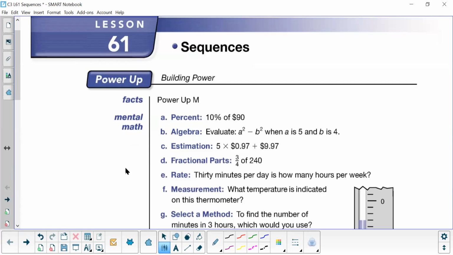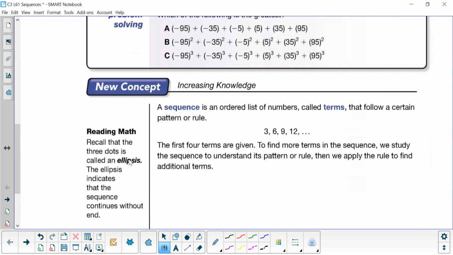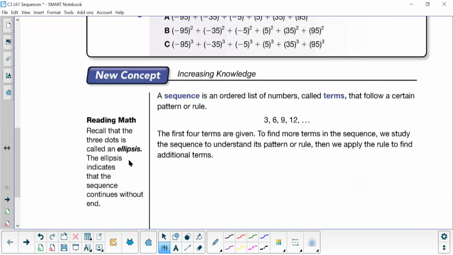You've worked with sequences before. You might have called them patterns, but they're the same thing. It's an ordered list of numbers that follow a certain pattern or rule. Here we have 4 numbers in a pattern, 3, 6, 9, 12. It's pretty simple to see that I'm just adding 3 to the previous term to get the next number in the pattern.